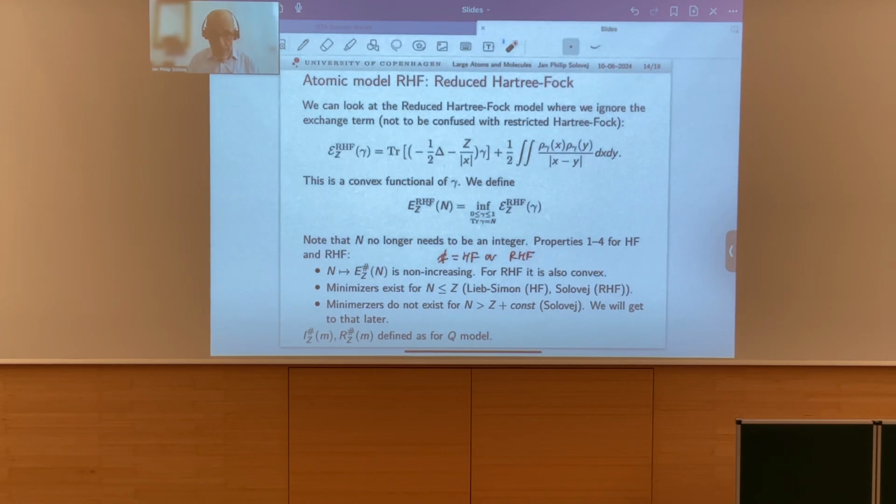Minimizers do not exist if n is too big, and if you remember, we had n less than 2z plus 1. That is, they did not exist if n was greater than or equal to 2z plus 1. This was Lieb's theorem.